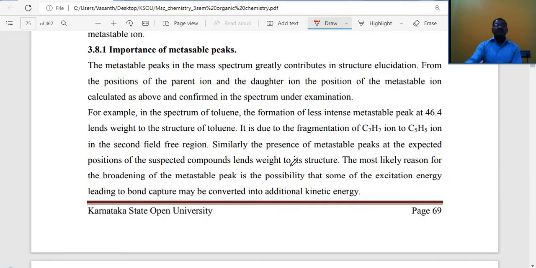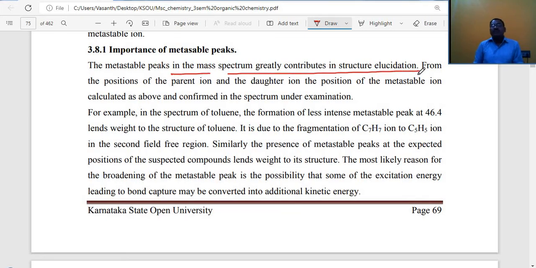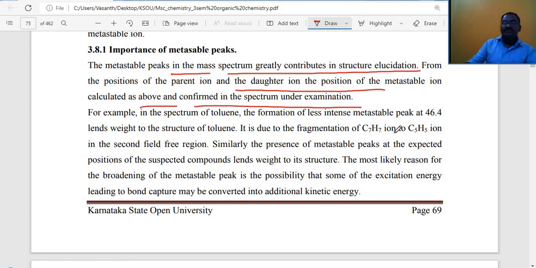The importance of metastable peaks: the metastable peaks in the mass spectrum greatly contribute to structural elucidation. From the position of the parent ion and the daughter ion, the position of the metastable ion is calculated as above. This confirms the spectrum under examination.